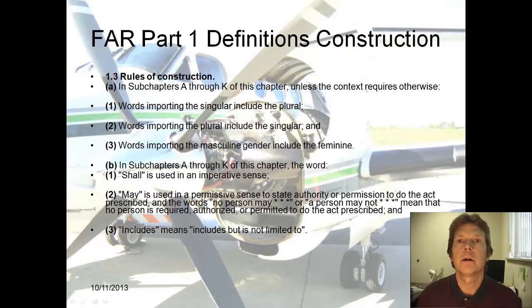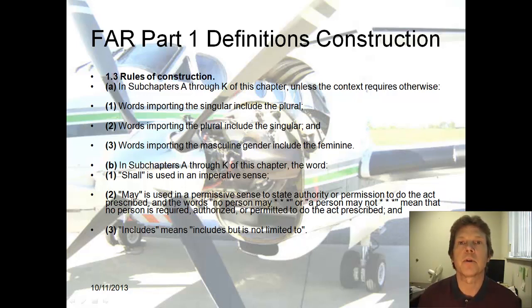In Part 1, the rules of construction give you a couple things. One thing it tells you is if in the regulations you see something like he or a male pronoun, it also includes the female. So just because they say he doesn't mean that women don't have to meet the regulation. Another one is that if they use a plural, it also includes a singular. So if they say they must do it, it also means you must do it. Singular includes the plural, plural includes the singular.